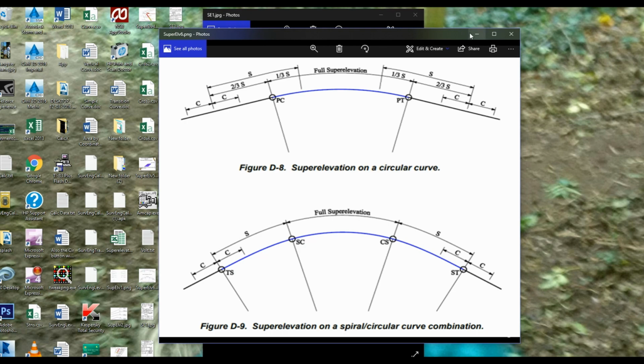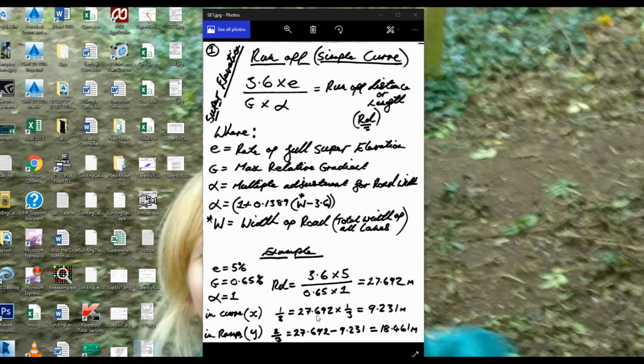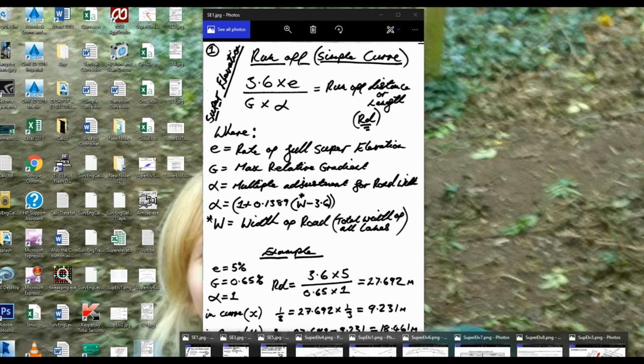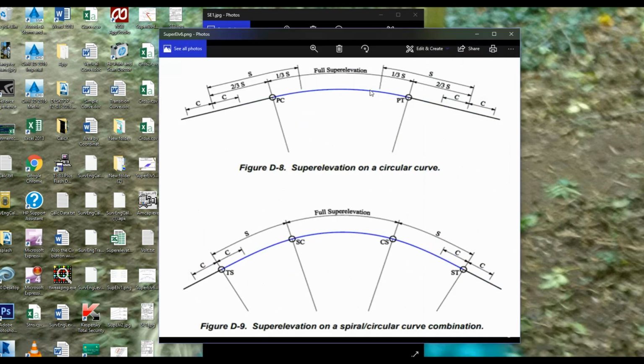Now I need to put a third of S into there and 2/3 into here. And the way that I do that is to get a third, all we do is we take the 27.692 and we multiply that by 1/3, or 1 divided by 3, and that gives us 9.231 meters. So basically on our little curve there, 9.231 meters from the point of curvature or beginning of curve is where the third of the runoff goes into.